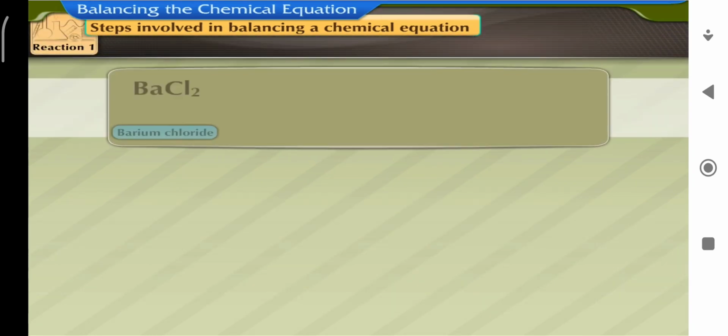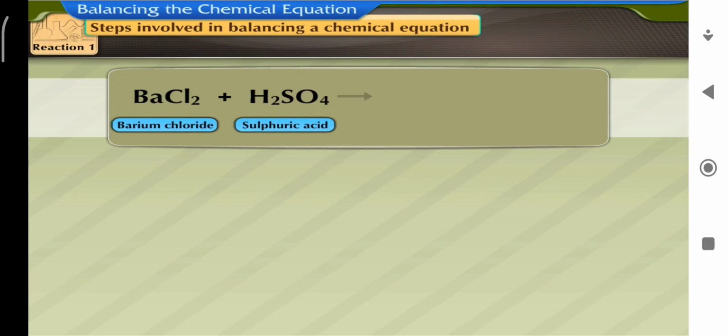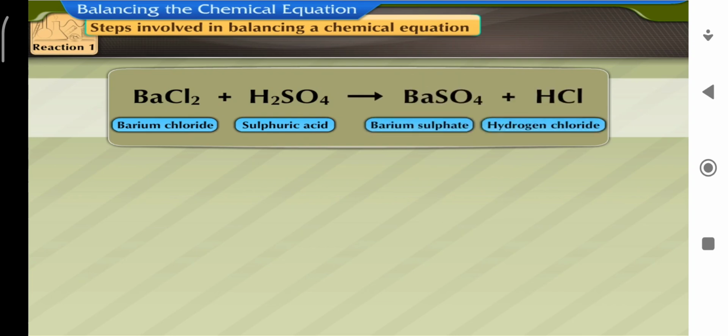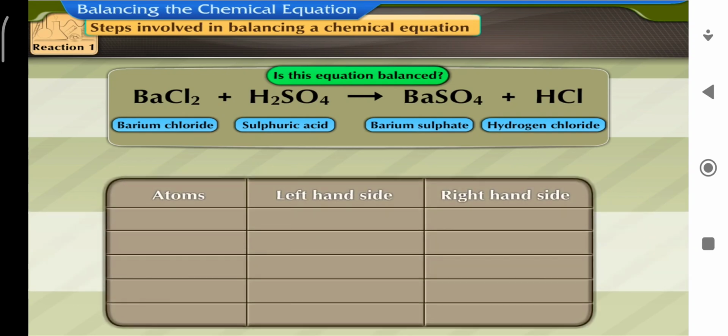Reaction 1. Barium chloride plus sulfuric acid gives barium sulfate and hydrogen chloride. Is this equation balanced? Let us check this out by counting the number of atoms of each element on the reactant side and the product side. Let us enter these values in the table.